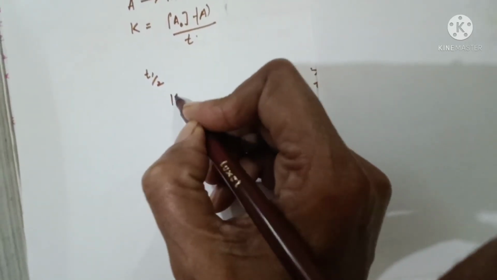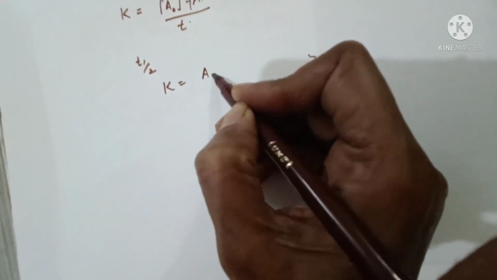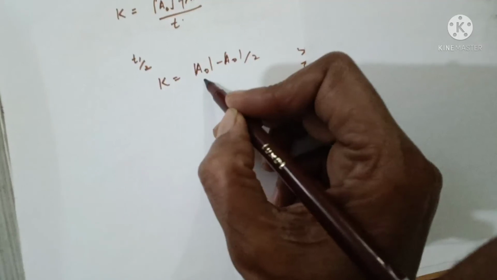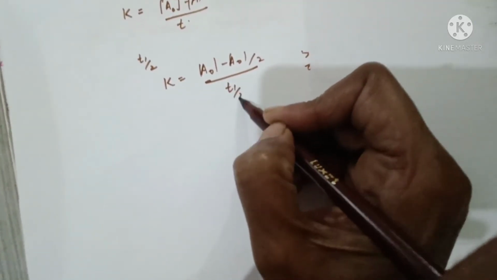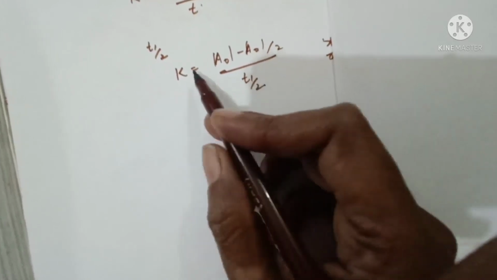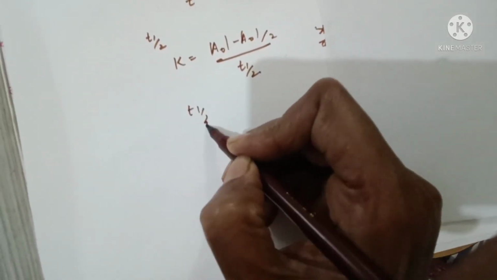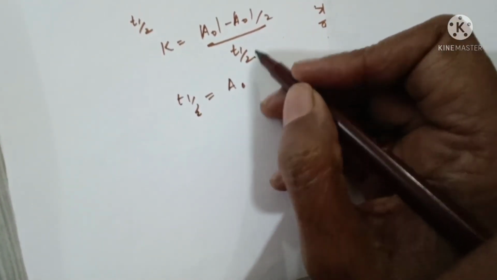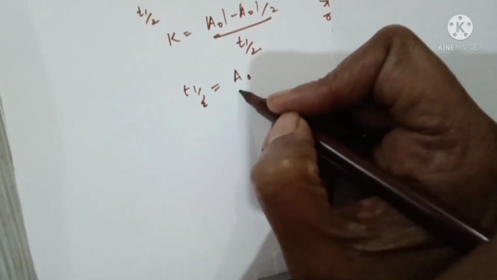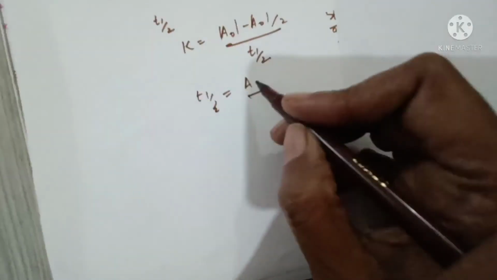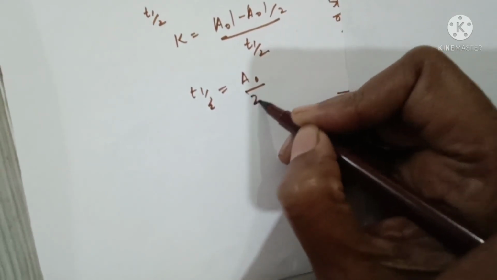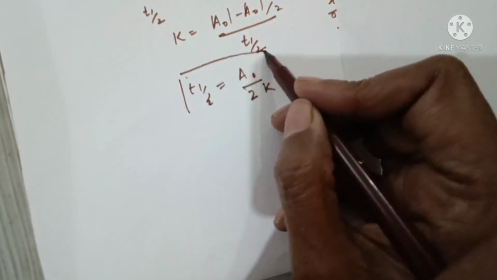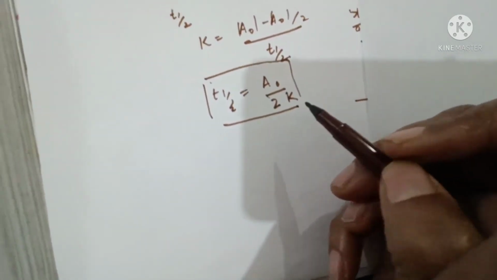So we get K is equal to A naught minus A naught upon 2 upon t half at this time. So taking t half to the upper side, we get t half is equal to A naught minus A naught upon 2, which will become A naught upon 2, since 1 minus half is half. So t half is A naught upon 2K. This is the expression for half-life period of a zero order reaction.